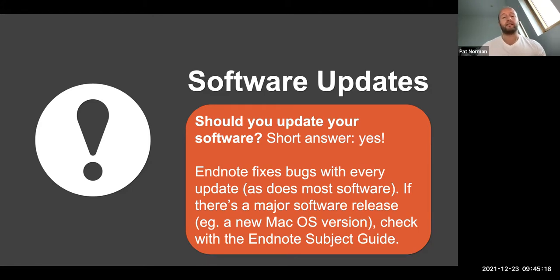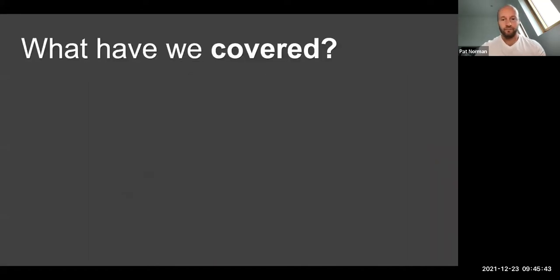it's probably a good idea to just quickly check the EndNote subject guide, because if there are any problems or compatibility issues with EndNote, we'll have announced them on that guide, and we'll delay releasing the software if we need to. And that happened, for example, with moving from X8 to X9, where people had Catalina. We needed to make sure that people were able to use EndNote on that new system, so we held back the release for the Mac OS version until it was updated enough.